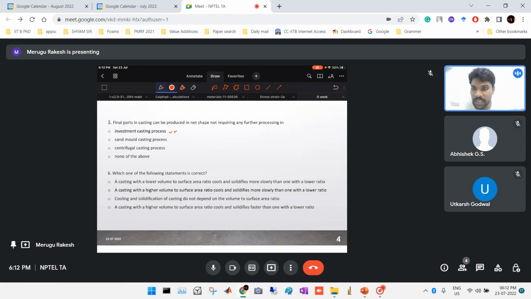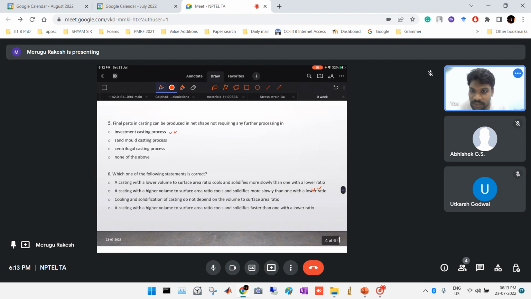The second option says a casting with higher volume to surface area ratio cools and solidifies more slowly than one with the lower ratio. So this option is correct, because the volume is higher compared to the surface area, which is true. We discussed this earlier in the concept of riser. So we can stop there itself.